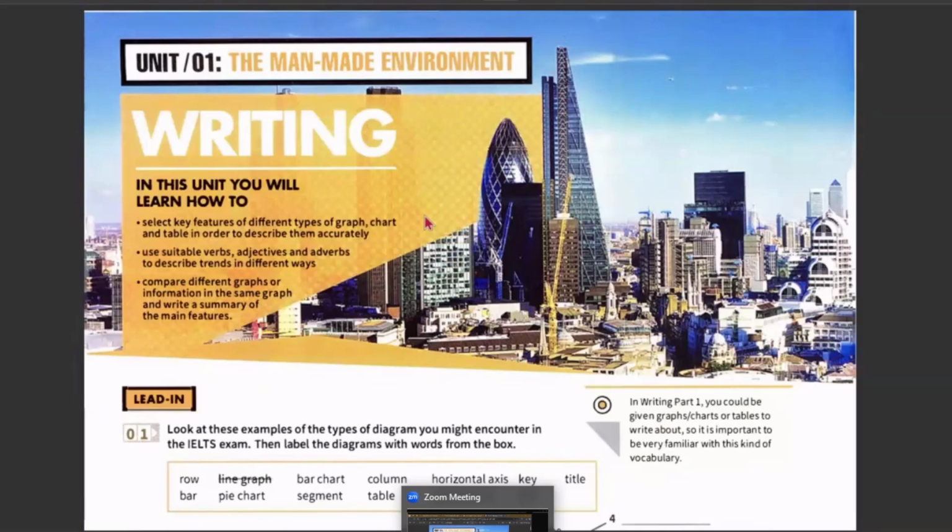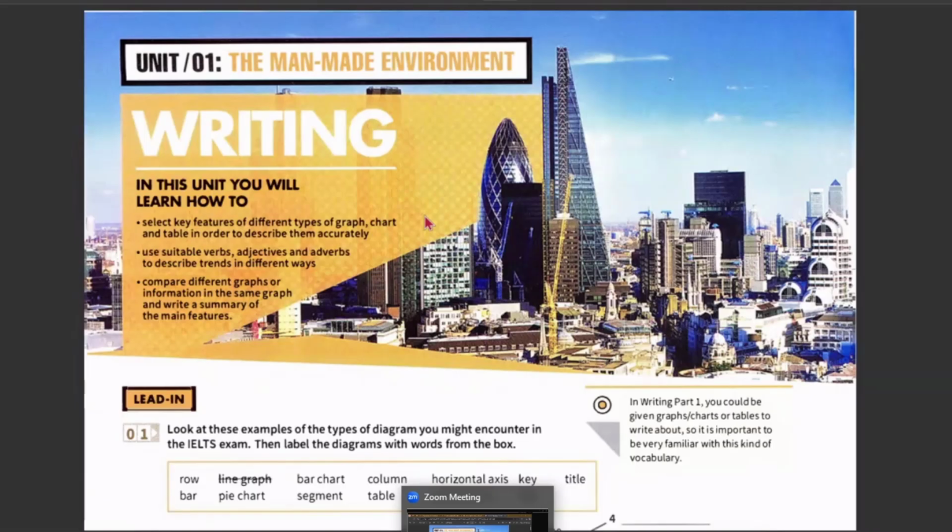This unit is on the man-made environment. In this unit, you will learn how to select key features of different types of graphs, charts, and tables in order to describe them accurately. Then you will use suitable verbs, adjectives, and adverbs to describe trends in different ways. And lastly, we will compare different graphs or information in the same graph and write a summary of the main features. Okay, so whatever you have to write about the graphs that you will get in your exam, we will learn it step by step.